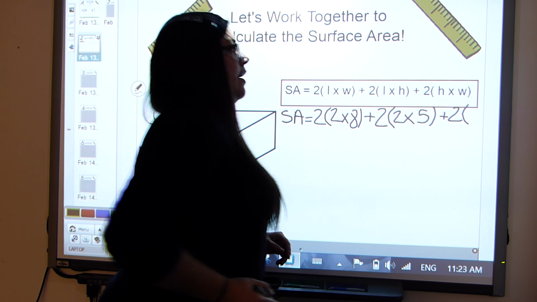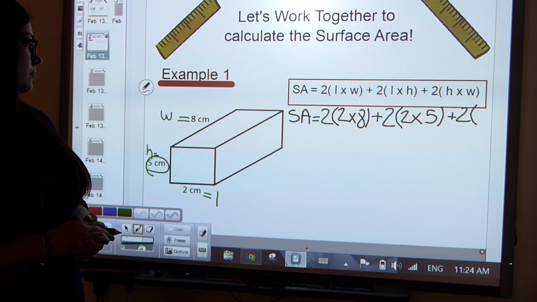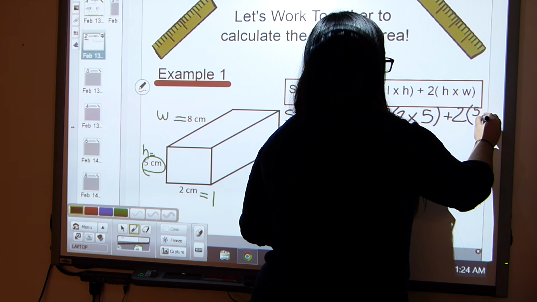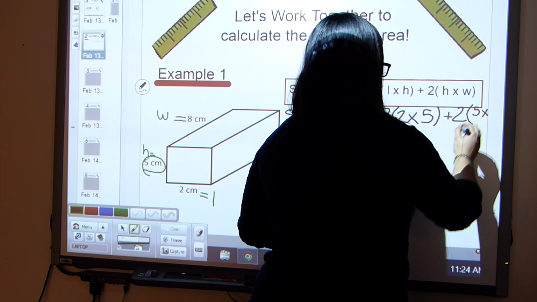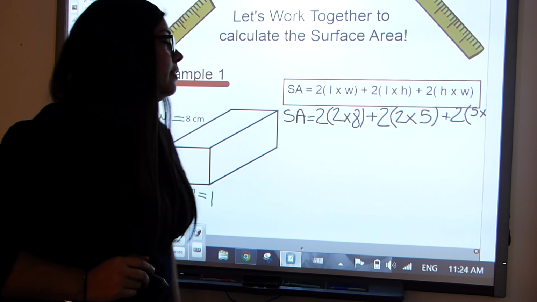And our final height times width, what would you substitute? So that would be 5 times 8. Great. So now you kept the order the same. I ran out of room, but there's an 8 there, so just keep going with that.